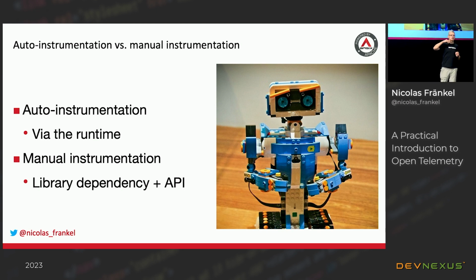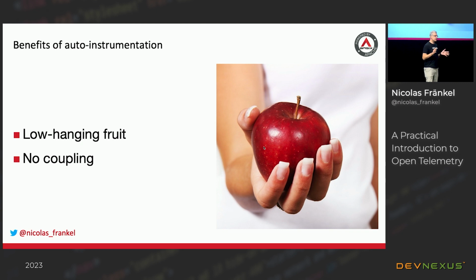If you want to go beyond, you want more details, you want more precision, you want to tweak the auto-instrumentation, or your stack doesn't have a runtime, you need to manually instrument your code. I believe that auto-instrumentation, if you start with OpenTelemetry, is a super nice low-hanging fruit. Effort is very low and benefits are readily available.